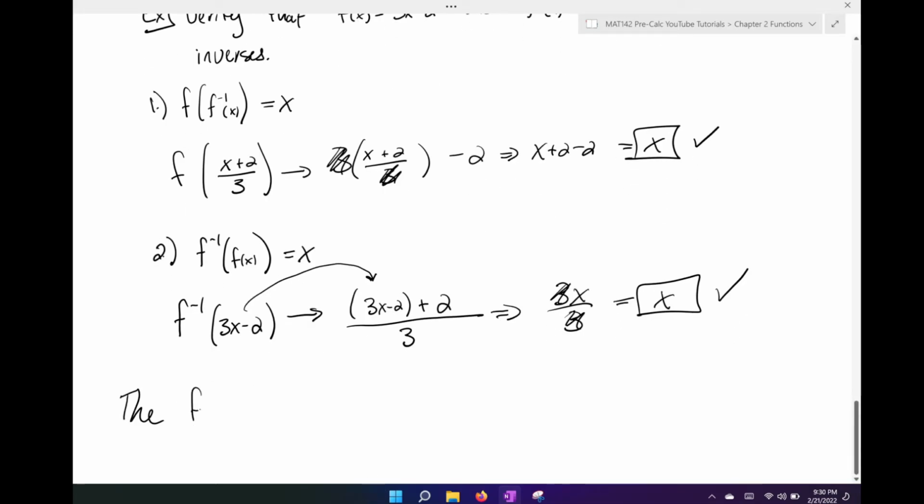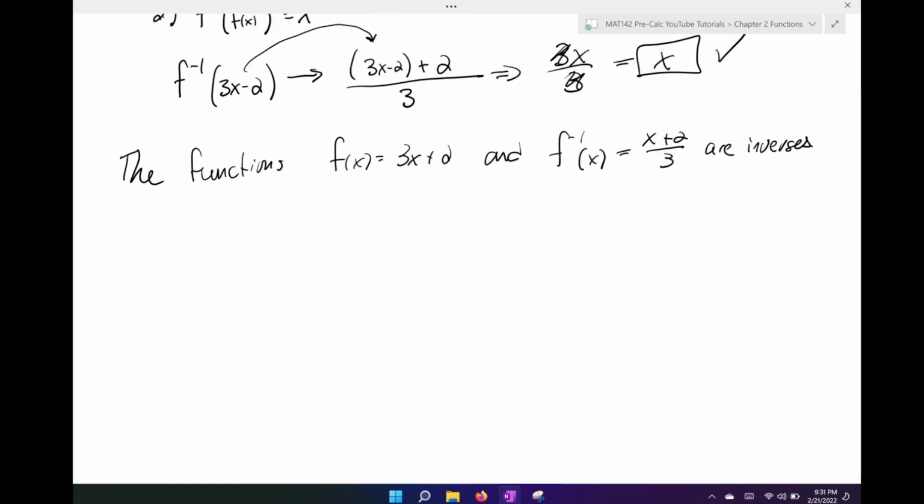The functions f of x equals 3x plus 2 and the inverse of x, which equals x plus 2 over 3, are inverses.